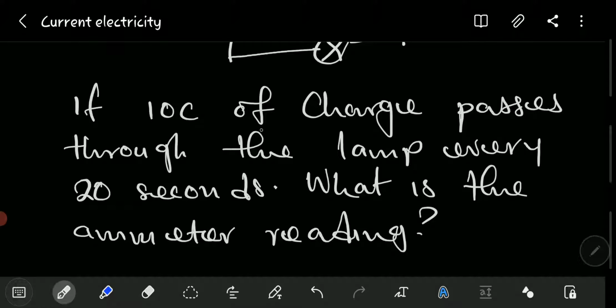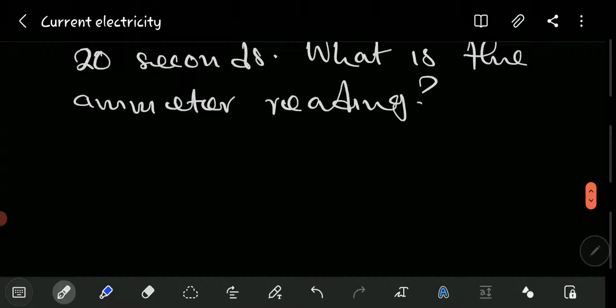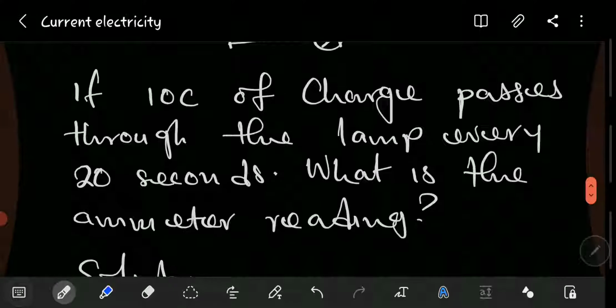If 10 coulombs of charge passes through the lamp every 20 seconds, what is the ammeter reading? So to actually find the ammeter reading, the ammeter measures current. So we are looking for current. Okay, and what have we been given in the question?